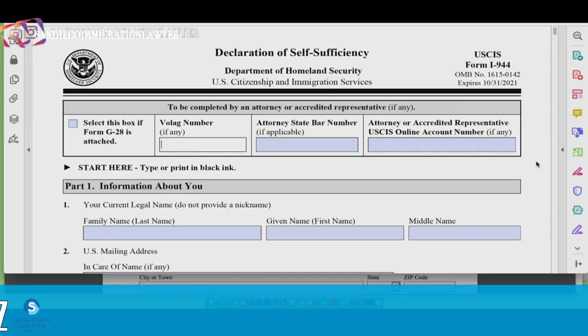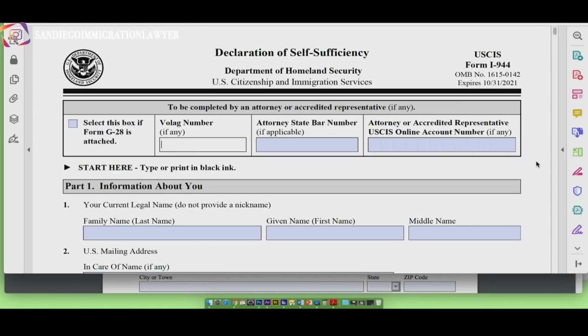Hello, today we are here to go through Form I-944. This is a new form. It's called the Declaration of Self-Sufficiency. And this form is supposed to be used by anyone who is filing for adjustment of status, or AOS, as some people know it. They would be filing, or you would be filing, on Form I-485. And as of February 24th, you are required to use the new forms. There is a new I-485 form that will take you through the exemption.